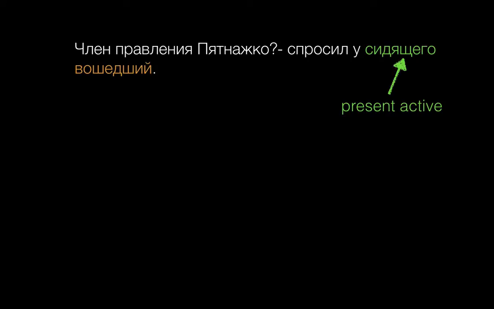Here's one last example from Bulgakov, Master and Margarita. Член правления Пятнашка спросил у сидящего вошедший. So here these last two words are both participles. The letter ща in сидящего shows us that it's a present active participle, someone who is doing something. The second one is the past active participle. It's an example of that irregular type from a compound of идти, here from войти.